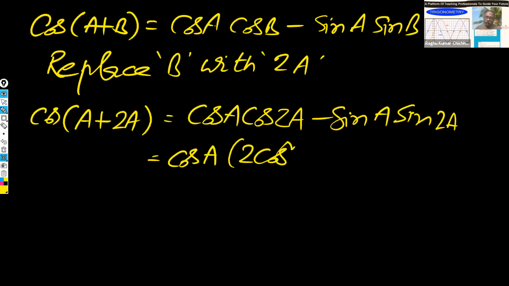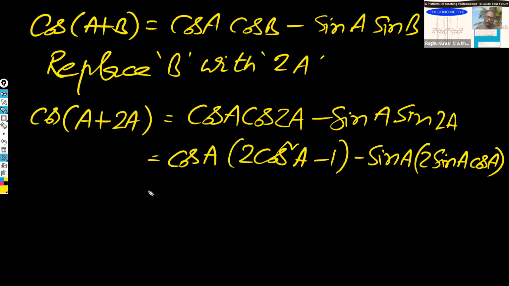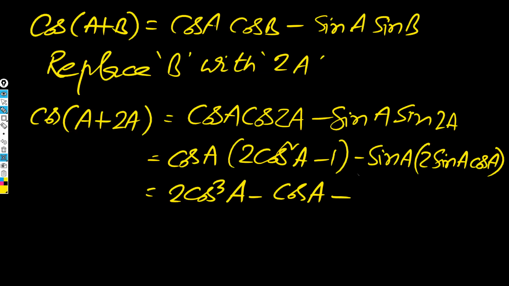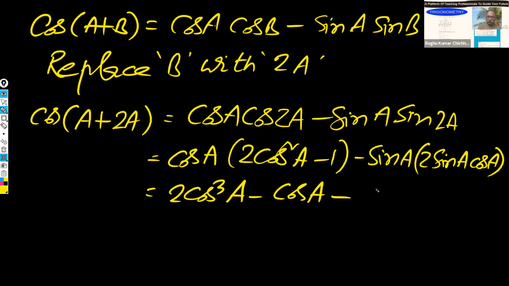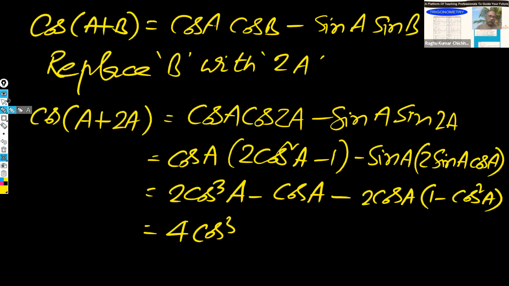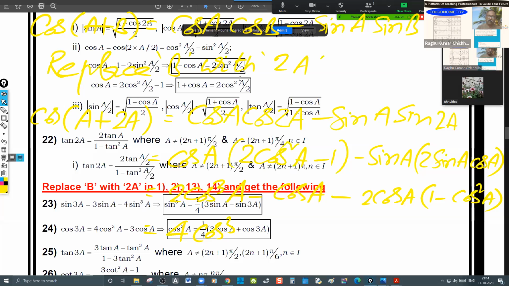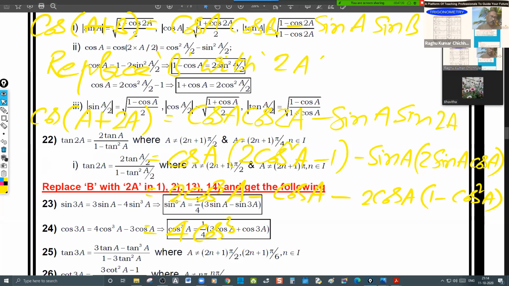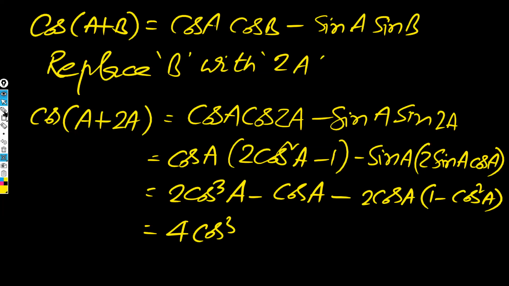Yes. Come on, tell me the next step. 2 cos cube A. Hmm. 2 cos A is there. Instead of sine square A, we write 1 minus cos square A. So we get 4 cos cube A minus 3 cos A.